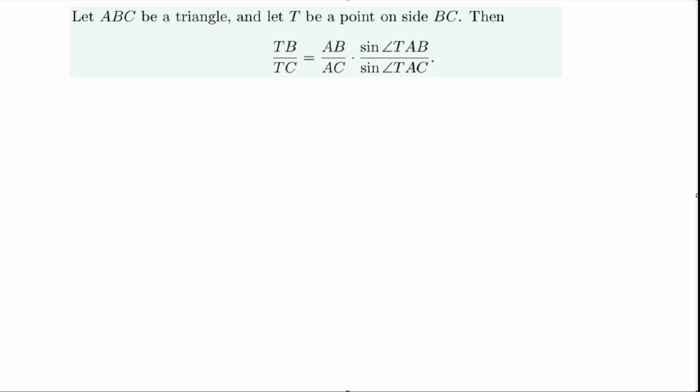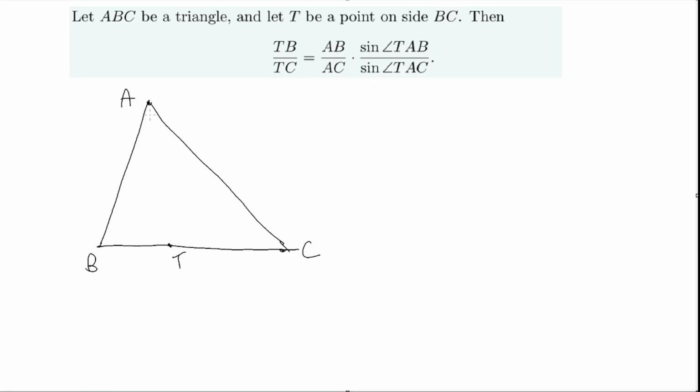All right, so let me perform this first step, which is, of course, drawing the diagram. So we have ABC here. That's our triangle. And we have a point T on the side. So here's our point T. We want to prove that these ratios are equal to each other. So now what do we do?